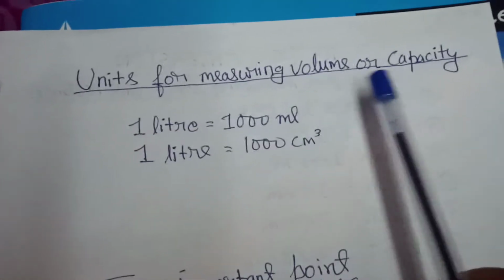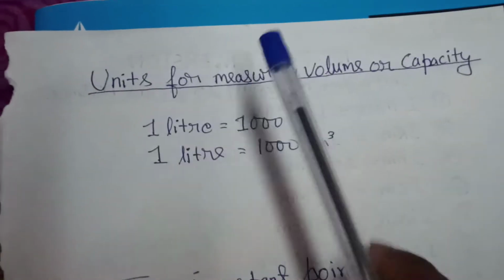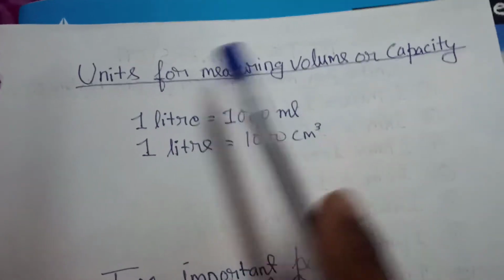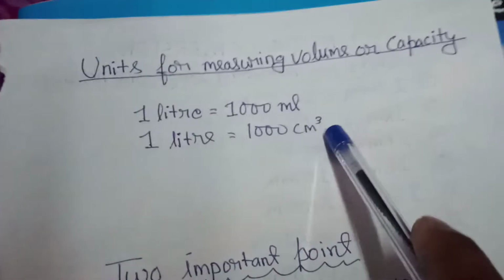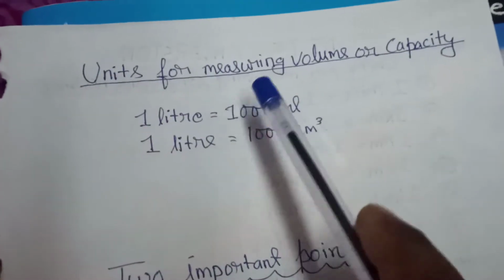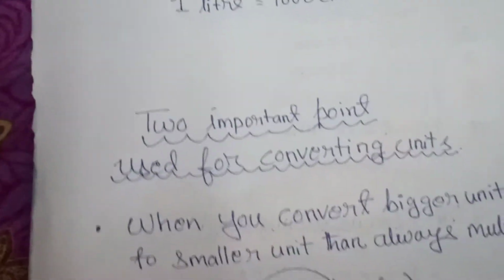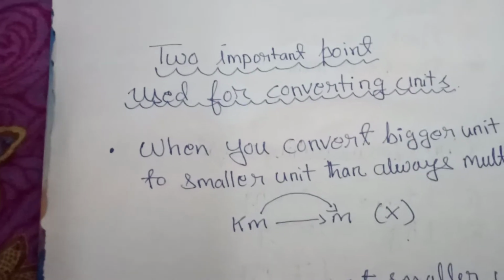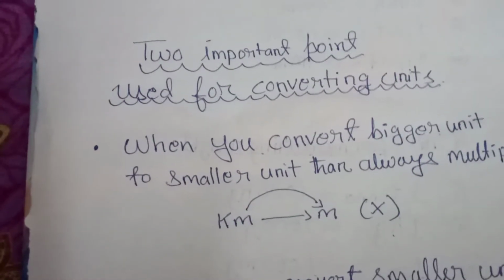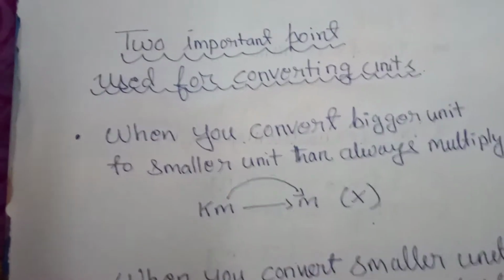Now let us see some units more. Here we can see units for measuring volume or capacity. Volume or capacity means simply liter. The unit is liter. Here we can see that 1 liter is equal to 1000 ml, and there is another unit for liter, and that is 1000 centimeter cube, or 1000 cubic centimeter. So basically there are 2 units for liter. Here there are 2 important points which we need to understand, because while we are going for conversion of units, at that time these 2 points will be very much required.